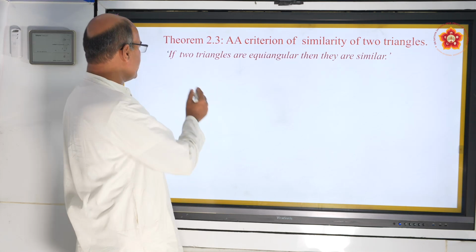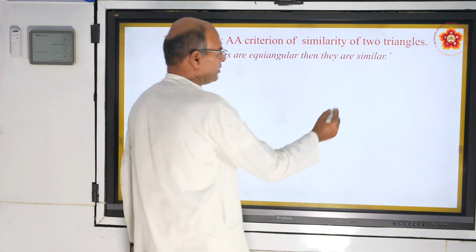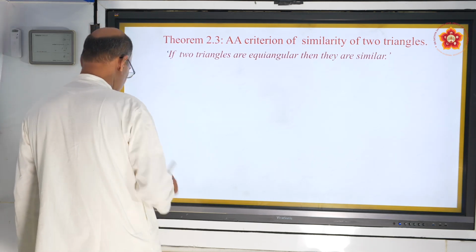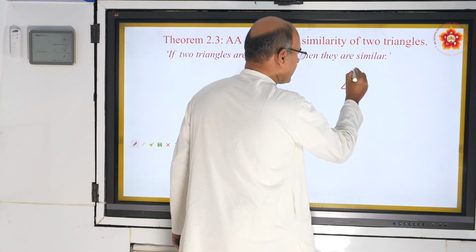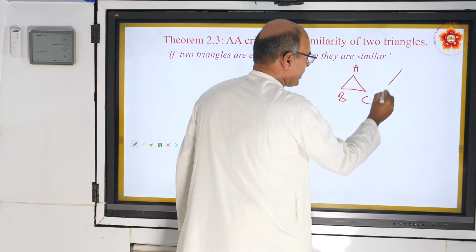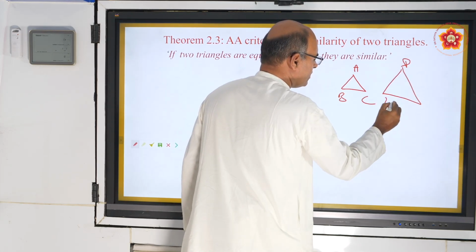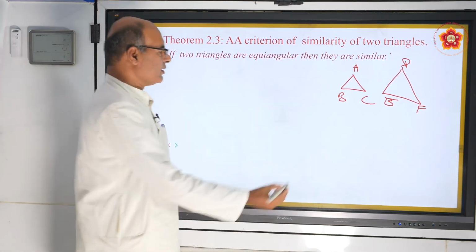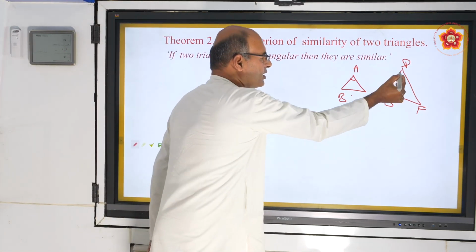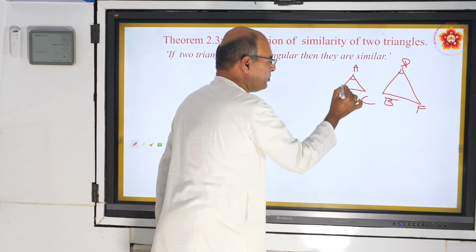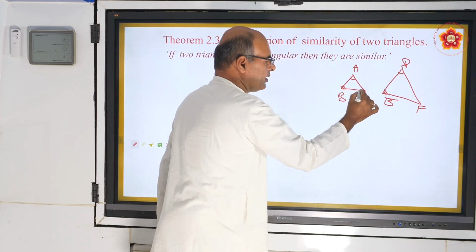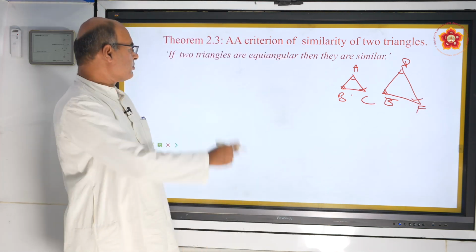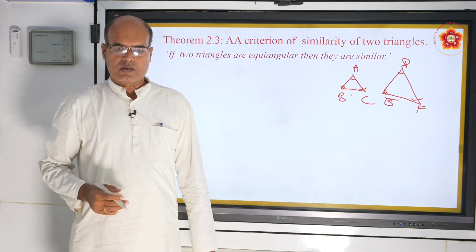I will draw it today. So this is triangle ABC and this is triangle DEF. Assume that these two triangles are equiangular such that angle A is equal to angle D, angle B is equal to angle E, and angle C is equal to angle F.